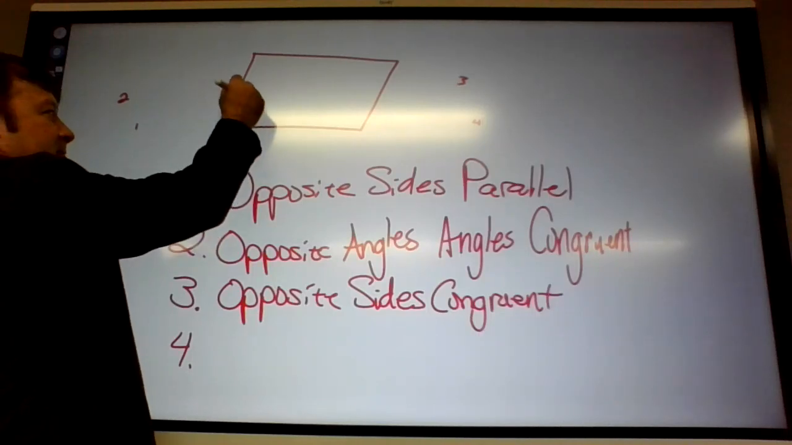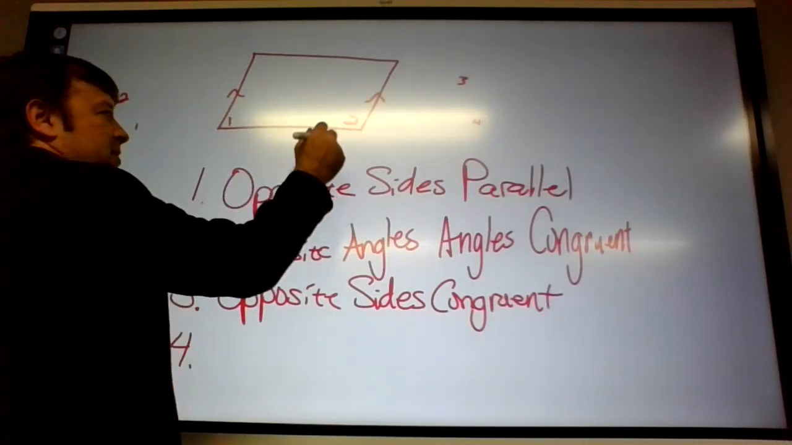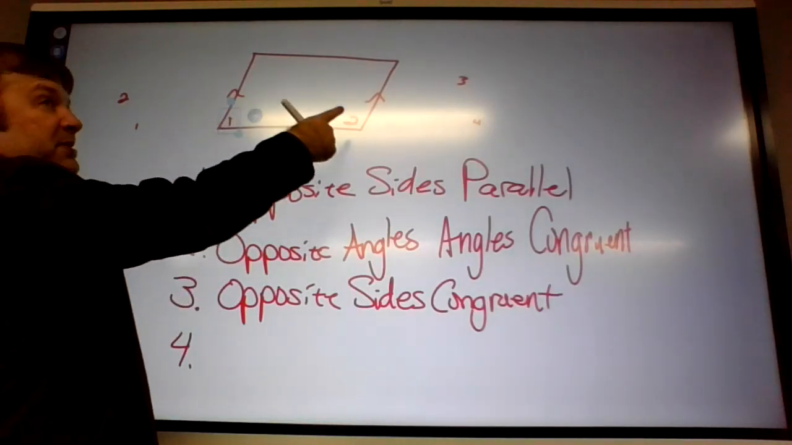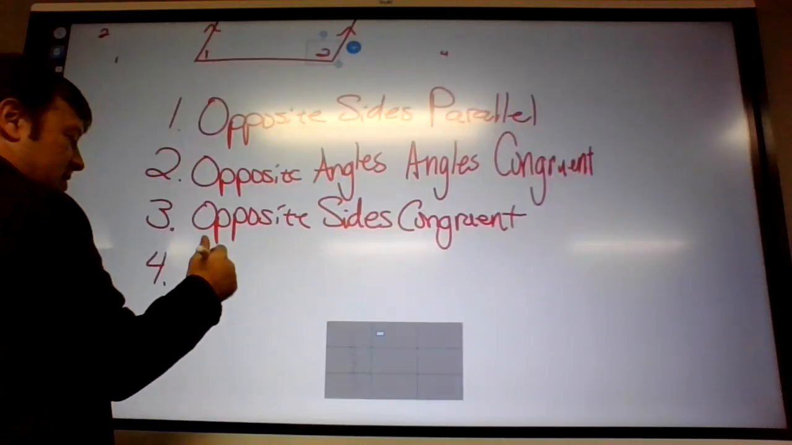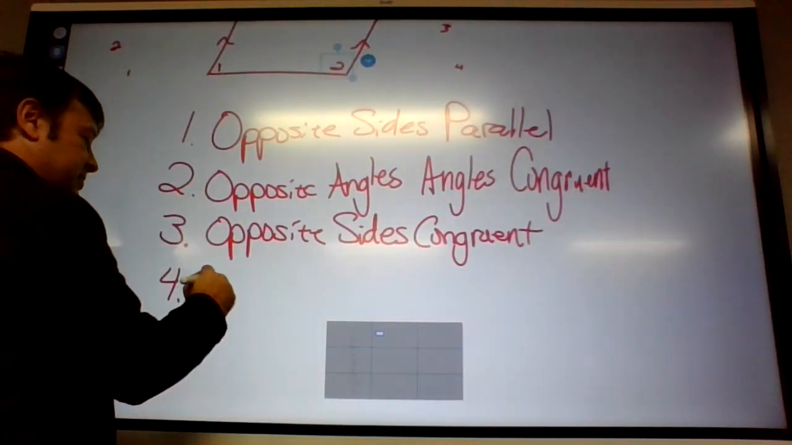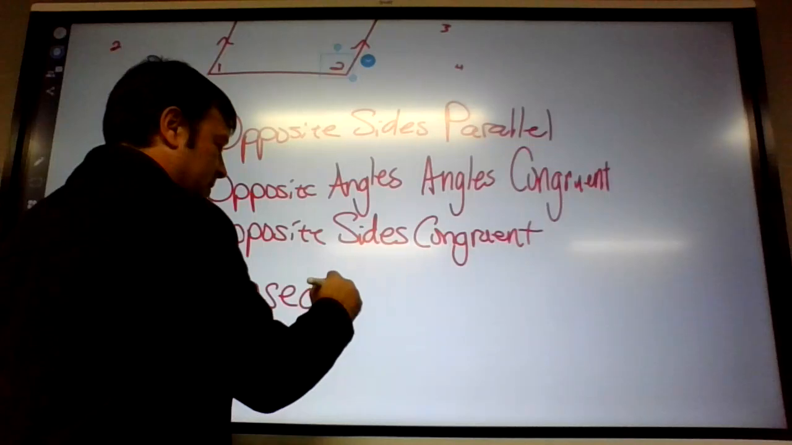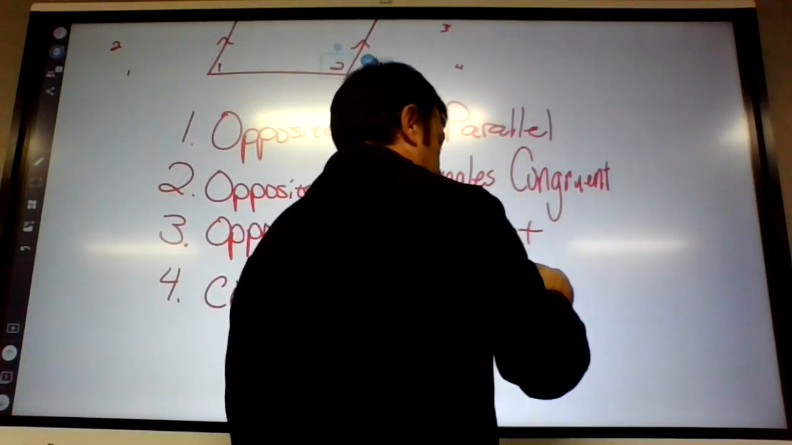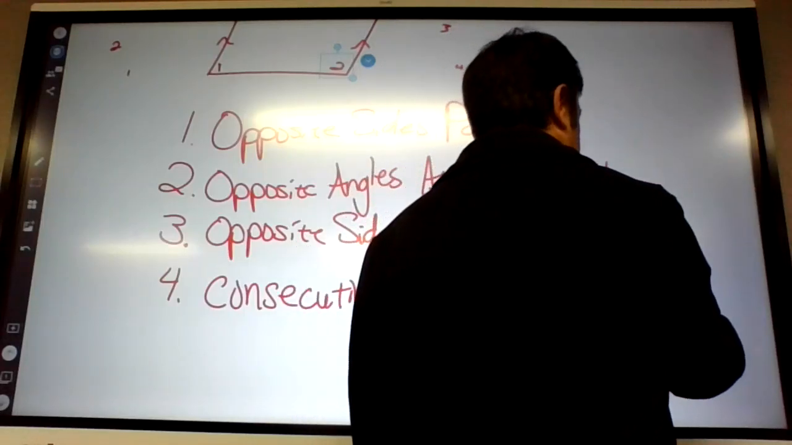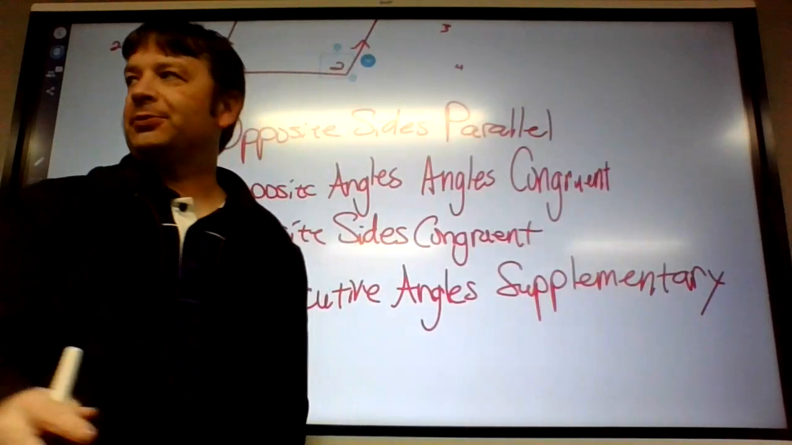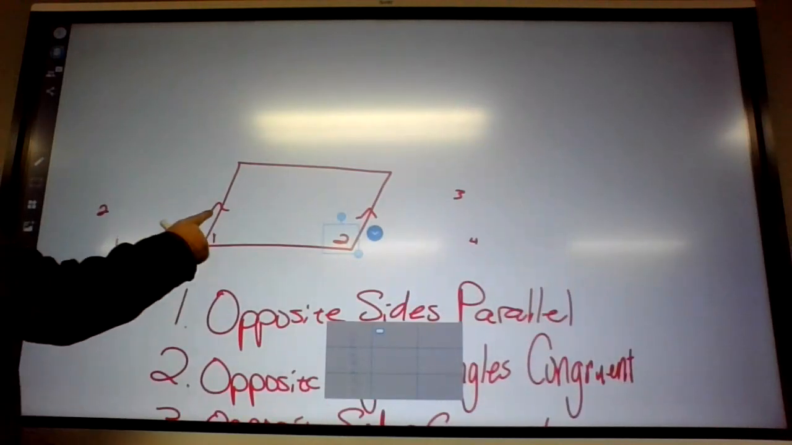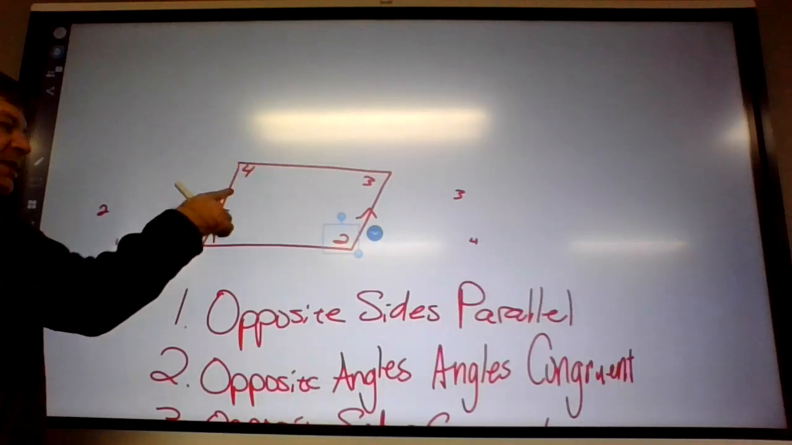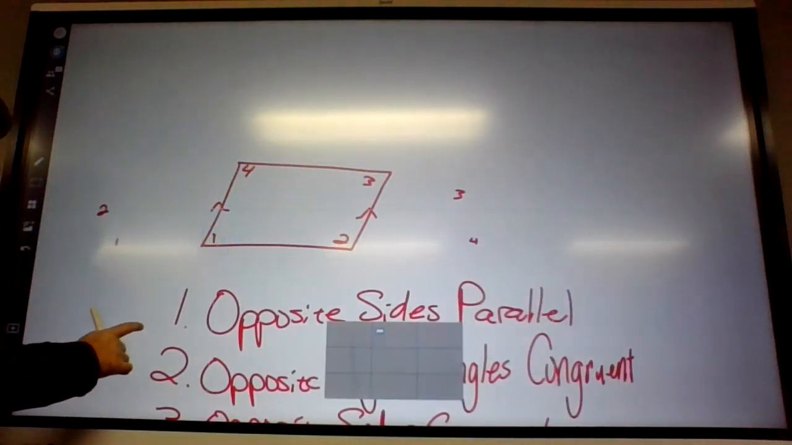Something else that is true. If these lines are parallel, what do we know about angle 1 and 2? They're supplementary, because we call them consecutive interior angles, or supplementary. So consecutive angles are supplementary. That means they add up to 180. So if 2 angles are consecutive, like 1 and 2, 2 and 3, 3 and 4, 4 and 1, these angles have to add up to 180. That's kind of a big deal.